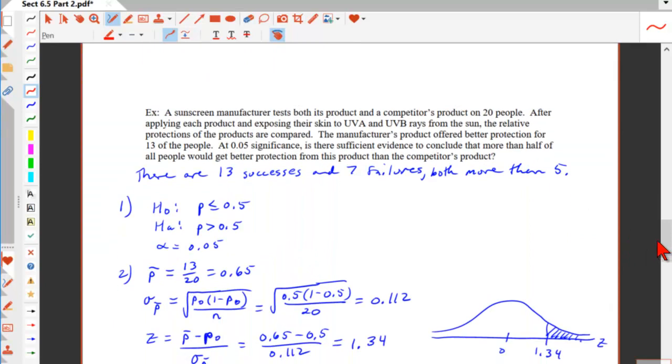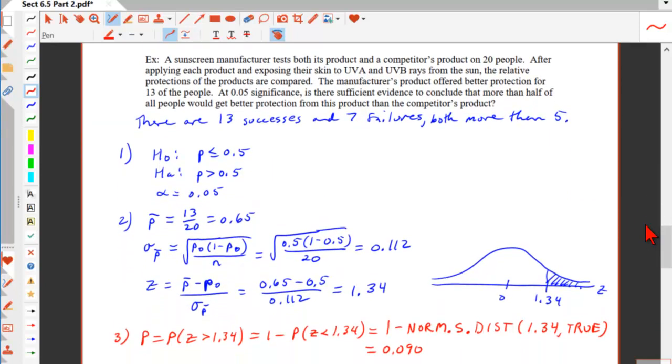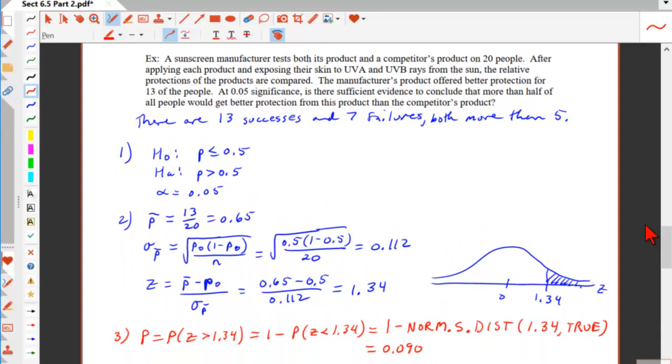Here's the example. So here's a pharmaceutical company that manufactures sunscreen, and they test their own product and a competitor's product on 20 people. They have test subjects apply the product and then expose their skin to the sun, and then measure the relative protections. So the setup probably is, for example, on their left arm, they're putting the manufacturer's product. On the right arm, they're putting their competitor's product and then comparing the amount of sunburn.